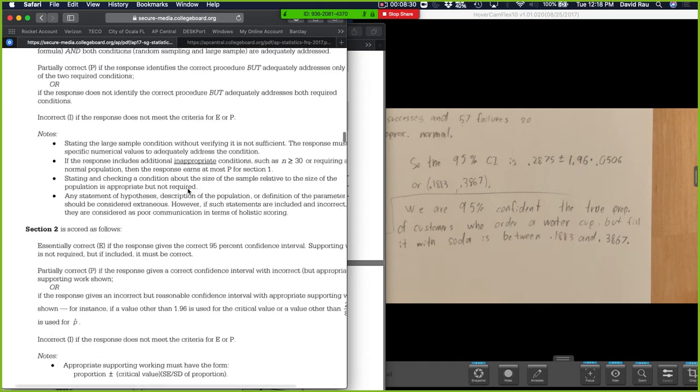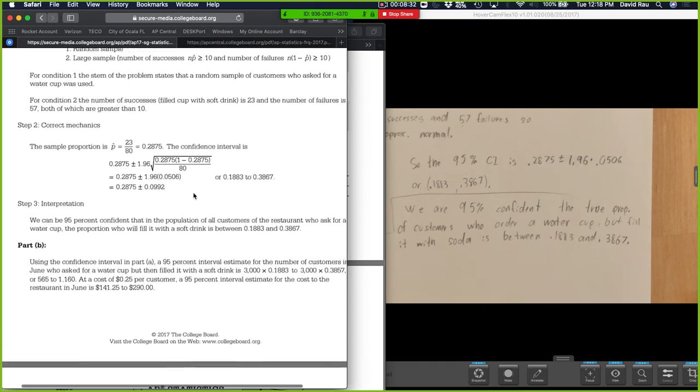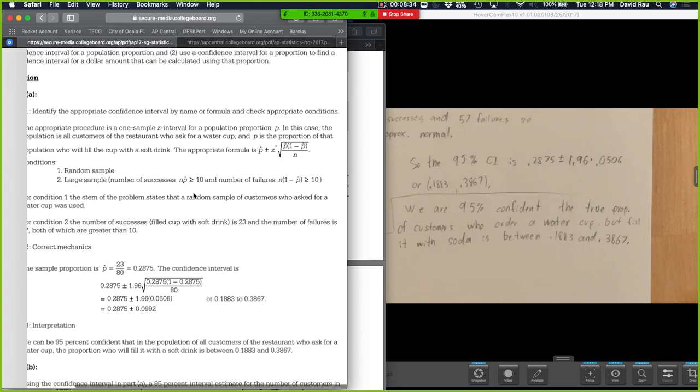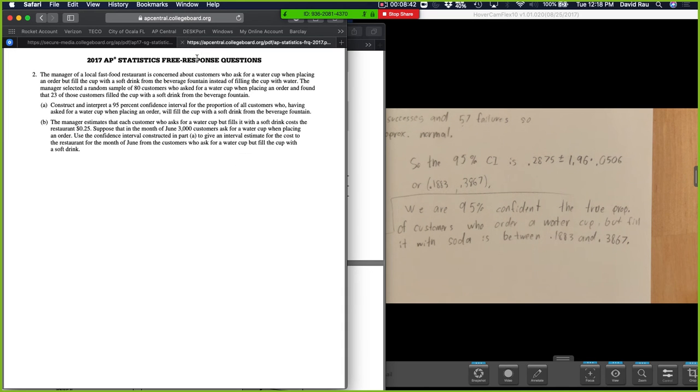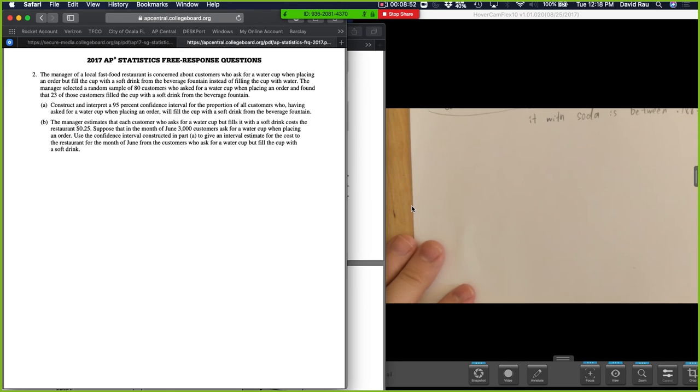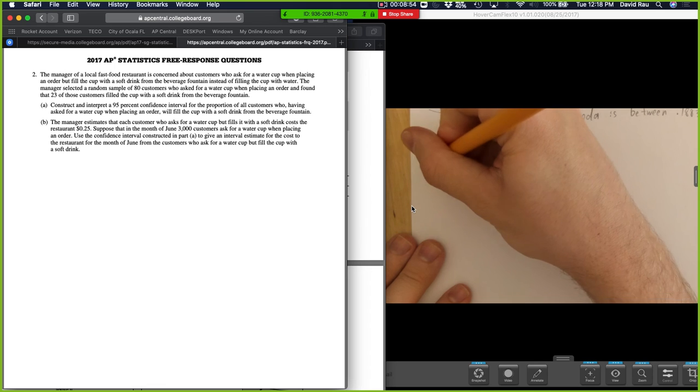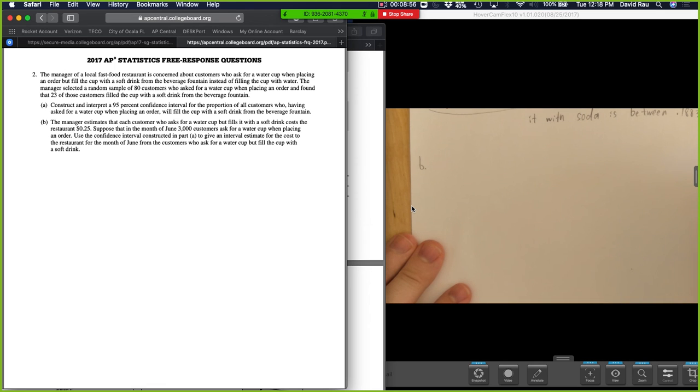So, I mean, again, it's pretty easy to get part 3 or that interpretation correct because essentially you're just restating what they asked you to find right here. You're just using this exact wording and just attaching your values that you found at the very end of it. So it's actually really easy to get that point. Okay, part B. So part B is a little bit easier.